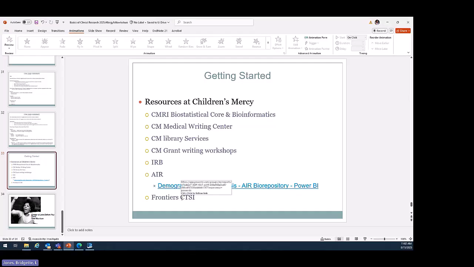And then I'll skip down here before I talk about AIR, but Frontiers, CTSI. If you Google Frontiers, CTSI is the Clinical Translational Science Institute that Children's Mercy is a part of. It provides infrastructure to support clinical and translational research. So there are resources there like manuscript writing support and other services, and biostatistical support through them that we can also utilize. So you might go to their website and see what types of resources they have as well.